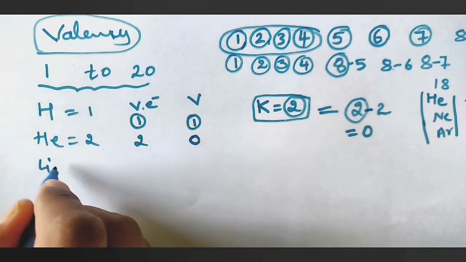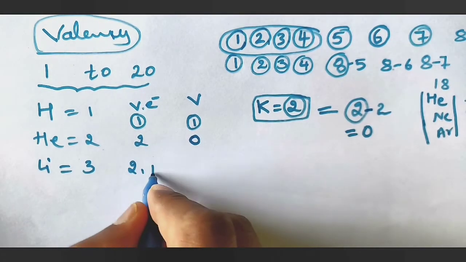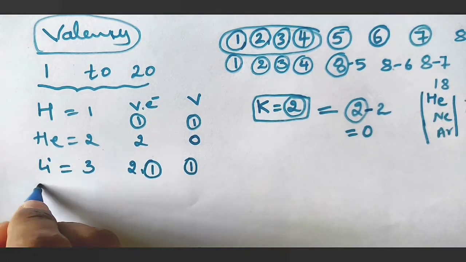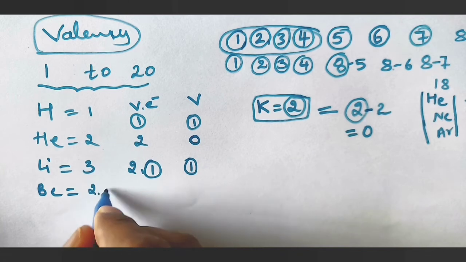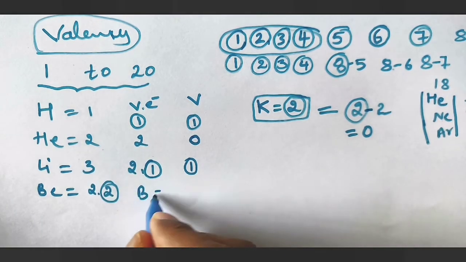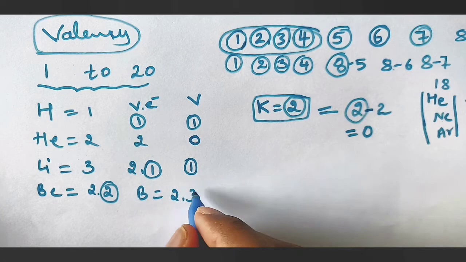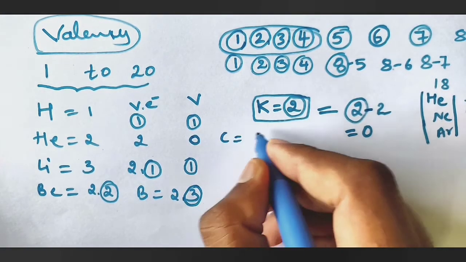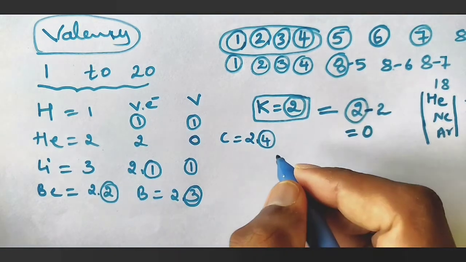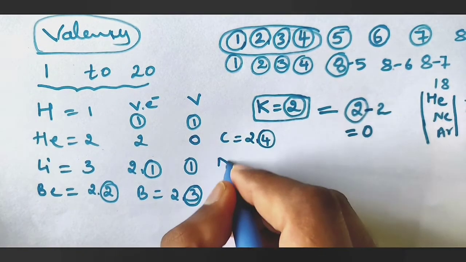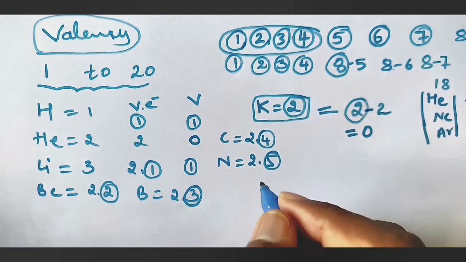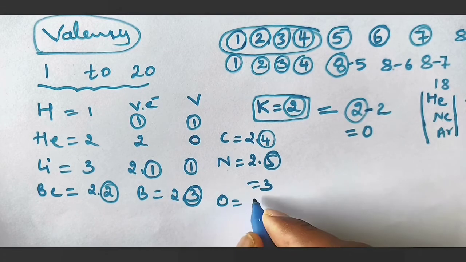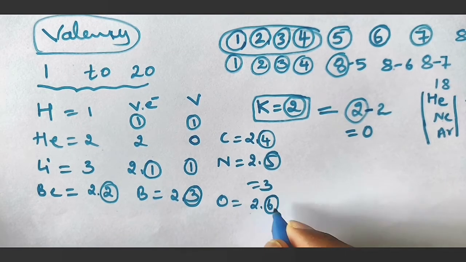Clear? So lithium, atomic number 3, electron configuration 2, 1. I already said if it is 1, then the valency will be 1. If beryllium is there, atomic number 4, so 2, 2, valency will be 2. If you take boron, 2, 3 will come, atomic number is 5, so 3 valence electrons, so valency also 3. If you take carbon, atomic number is 6, so 2, 4, so you need not do 8 minus 4, simply you can write 4. If you talk about nitrogen, it will be 2, 5, so 8 minus 5, it will come 3. If you talk about oxygen, atomic number is 8, 2, 6 will come, 8 minus 6, 2 will come.